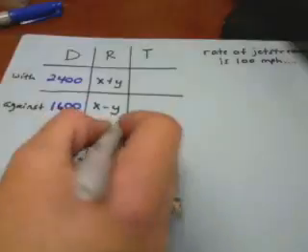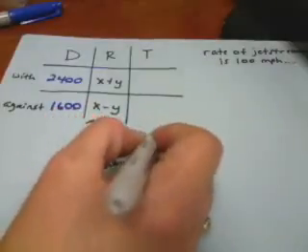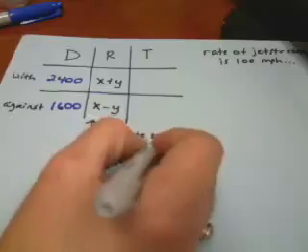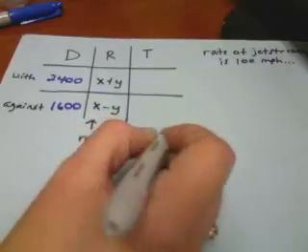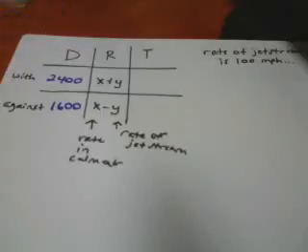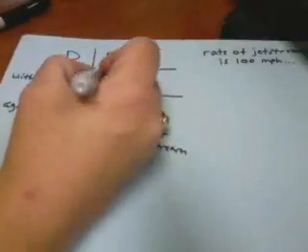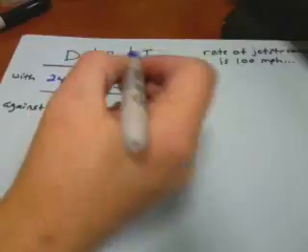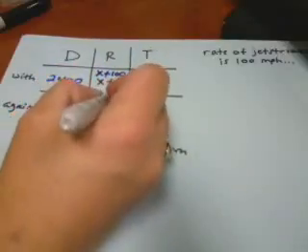The y is the rate of your jet stream, the rate of the wind, the rate of the current if you're talking about water, anything like that. So that's what you're going to plug in. Well, what's the only one we know? The only one we know is the rate of the jet stream. That's what we're going to type in, which is 100. So this then becomes x plus 100, and this is going to be x minus 100.